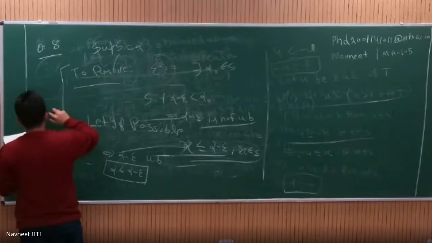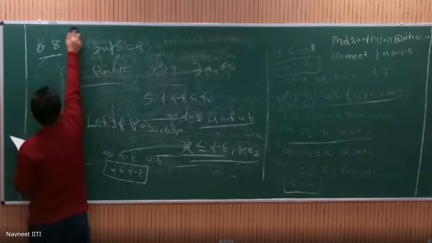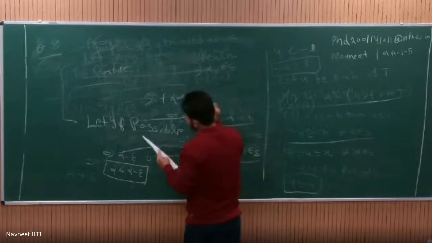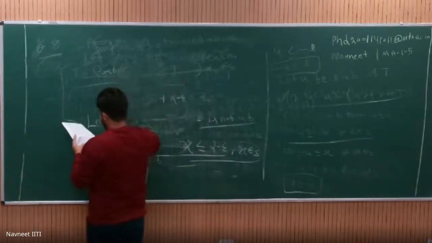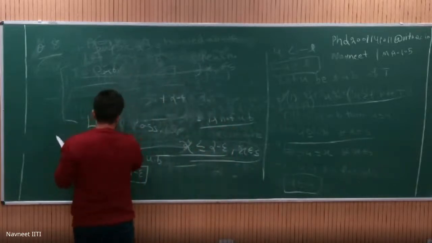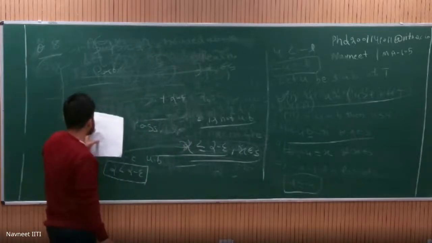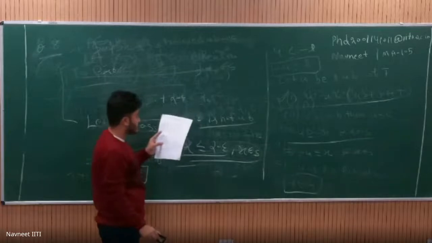Okay, read question number 9. It's also a very good question. Okay, and for question number 8, there is one line at the end. Think about a similar statement for the greatest lower bound.